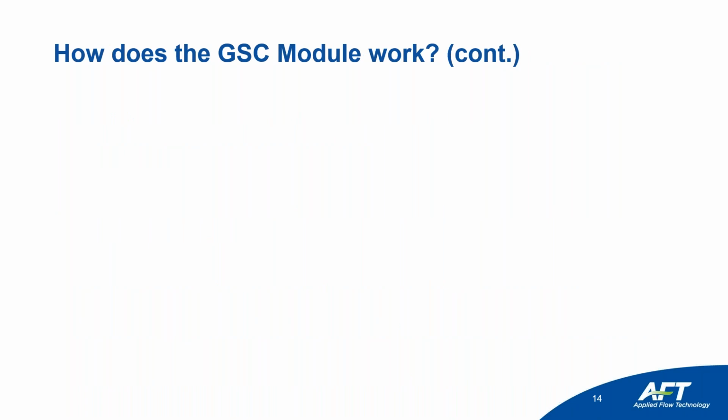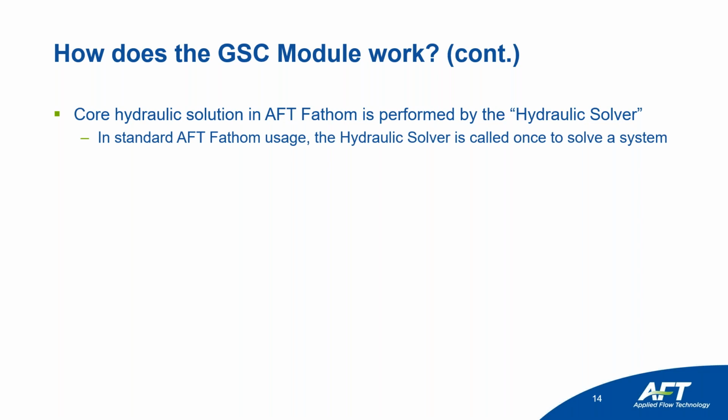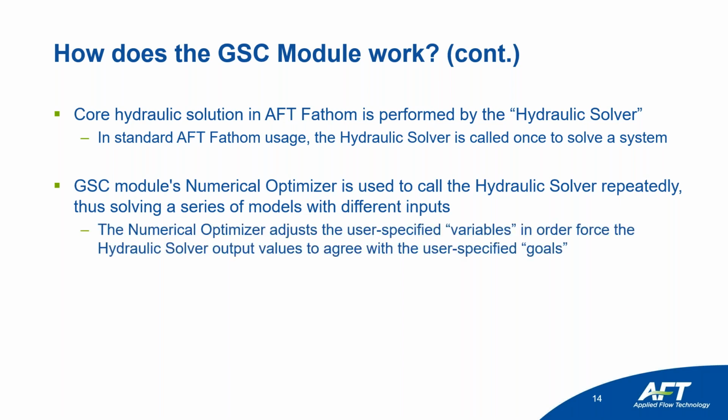Okay, so back to GSC, goal seek and control. The core hydraulic solution in AFT Fathom is performed by what we call the hydraulic solver. This is what runs when you are just doing a steady state simulation in Fathom. You click run model and you see this window pop up, a bunch of numbers flying around. That's the hydraulic solver. It is only called once to solve a system because there is one answer to your steady state, and it's not trying to perturb variables to go to a different goal. Not yet. In just the standard hydraulic solver, it is solving the system at once. GSC's numerical optimizer is used to call the hydraulic solver repeatedly. So it does it once, solves a steady state, then it perturbs the variable to see what changes were made and to see if we've hit the goal. Again, it adjusts variables to force the hydraulic solver to agree with user specified goals.